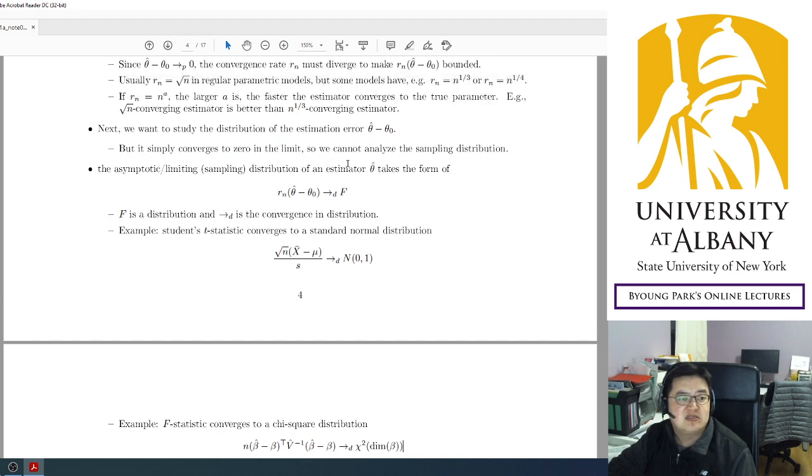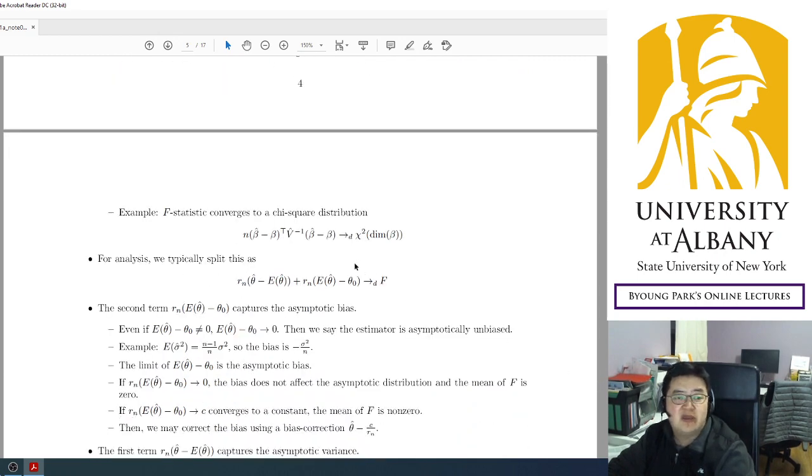Okay, so this is the limiting distribution, the asymptotic distribution. When I ask you to find the asymptotic distribution of theta hat, you just need to write this as the answer. You have to provide the convergence rate, and also you have to give the limiting distribution.